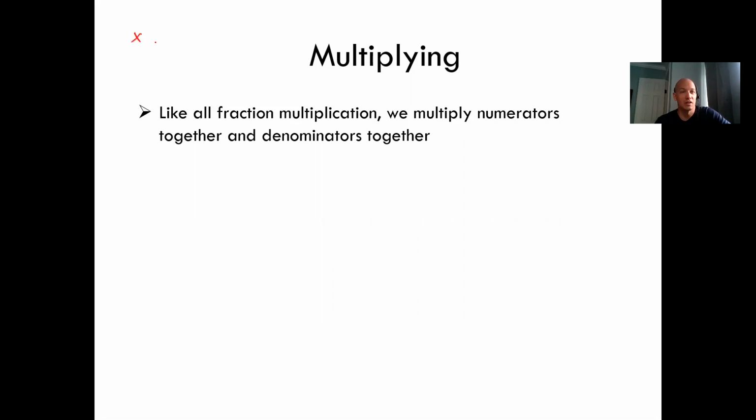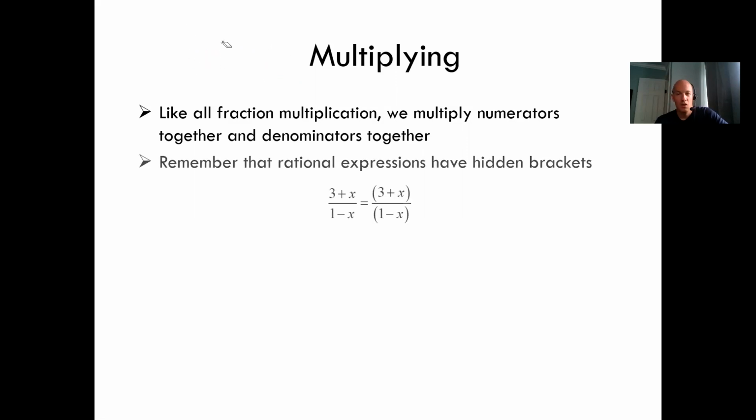So let's say x over x plus 1, we're multiplying it by 2x over, I don't know, x. You're still just multiplying x times 2x here, and you're just multiplying these together. The only thing that makes this a little tricky is now you've got variables, so sometimes your expressions are going to get a little more complicated, and we're also going to have to deal with non-permissible values, especially when we're trying to simplify.